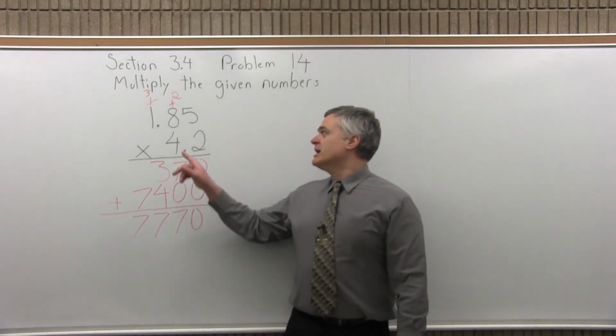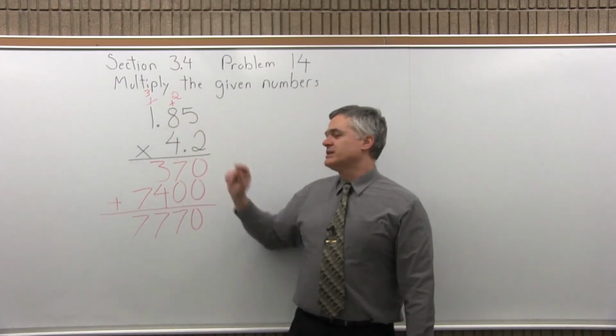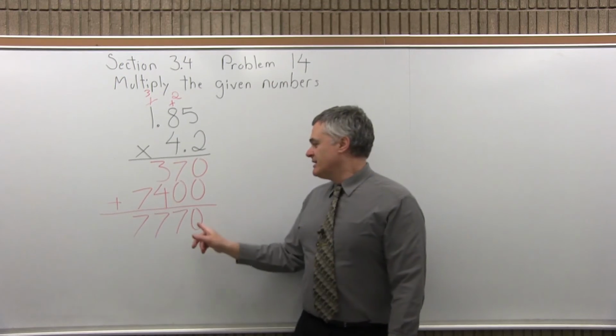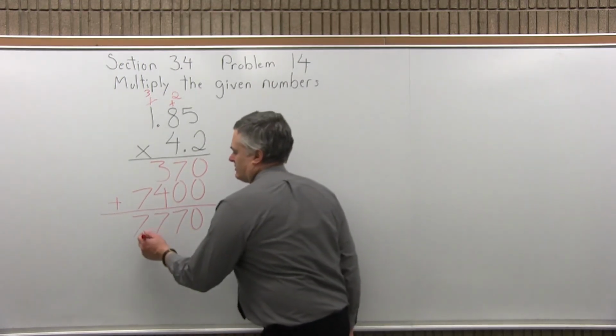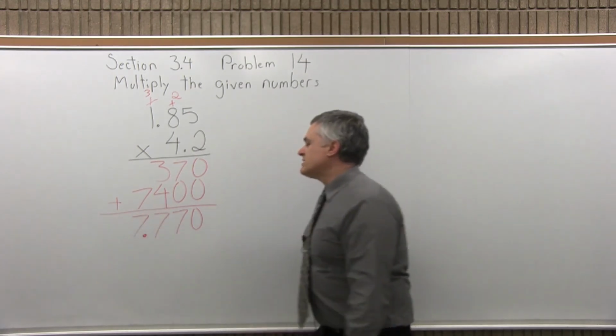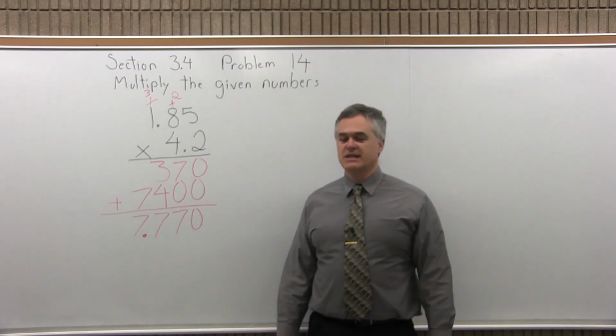So go to the question, count the total number of places after the decimal in the question. I have 1, 2, 3 places after the decimal in the question. I need to have 3 places after the decimal in the answer. So if I put the decimal after the leftmost 7, I have 7.770 as the answer.